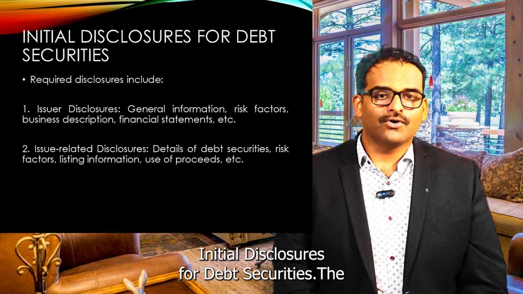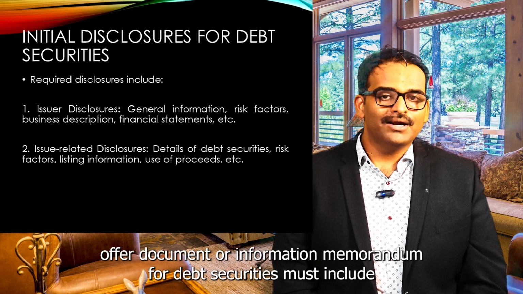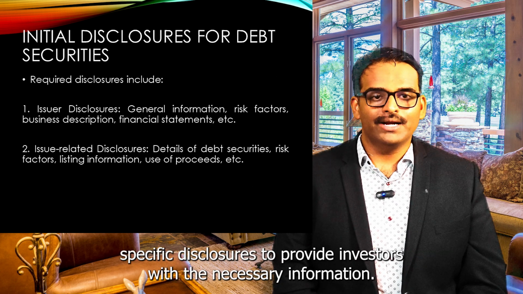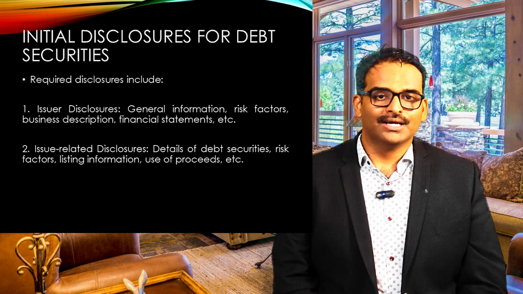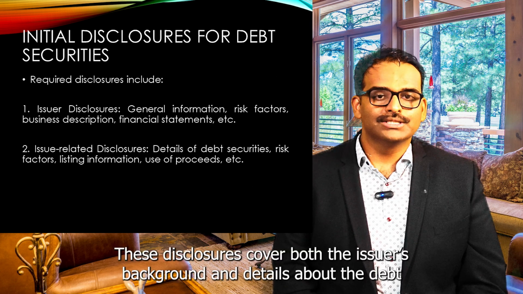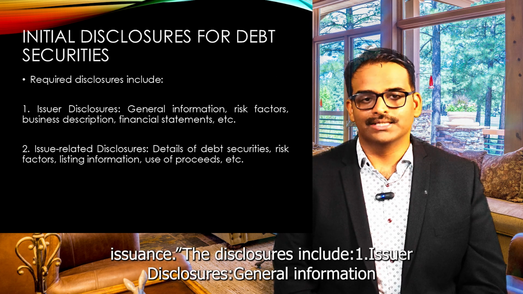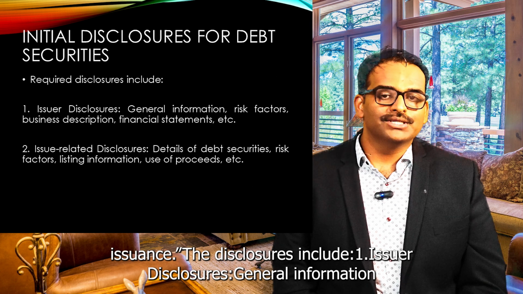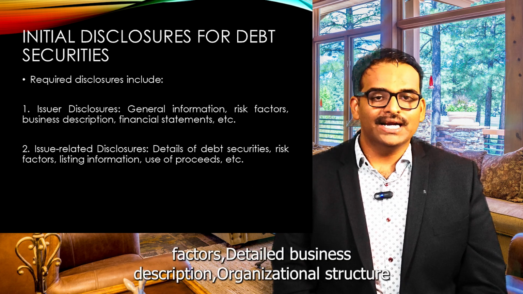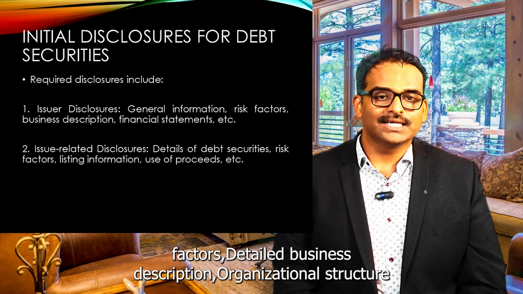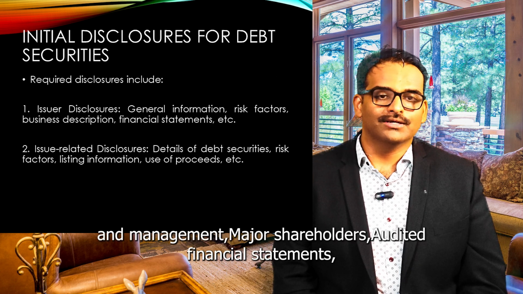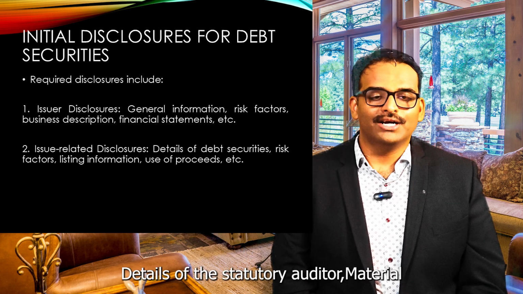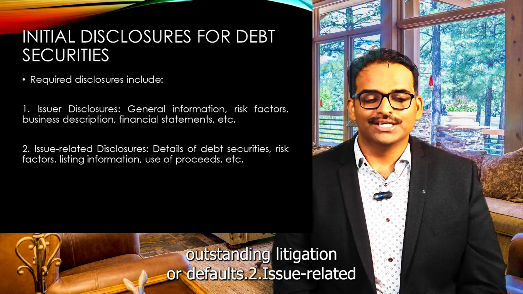Initial disclosures for debt securities. The offer document or information memorandum for debt securities must include specific disclosures to provide investors with the necessary information. These disclosures cover both the issuer's background and details about the debt issuance. The disclosures include issuer disclosure: general information about the issuer, risk factors, detailed business description, organizational structure and management, major shareholders, audited financial statements, details of the statutory auditor, and material outstanding litigation or defaults.